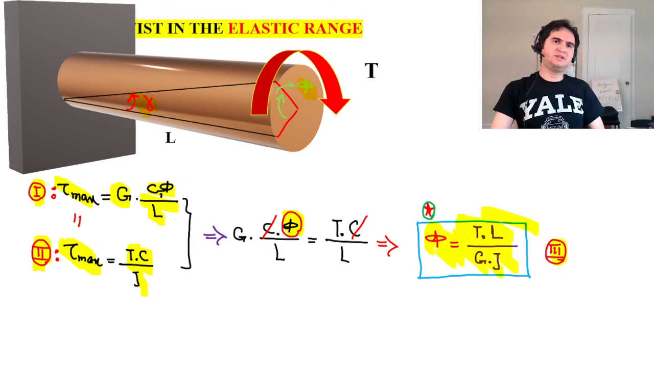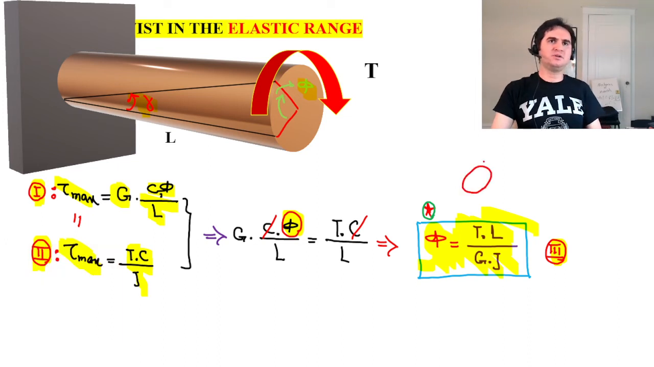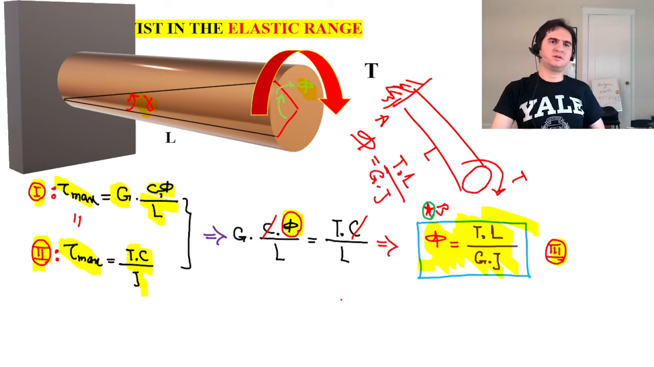And that's a very interesting result. If you have a solid cylinder fixed at A and free at B, handling a torsional torque of T, the angle phi, the angle of twist or angle of torsion, is nothing but the torque times the length of the shaft over the rigidity modulus times the polar moment of inertia.